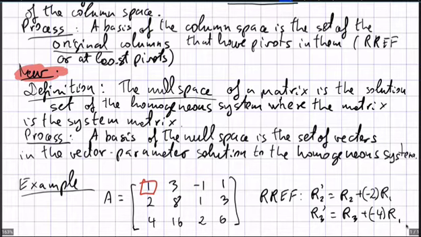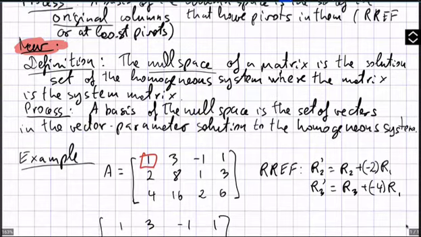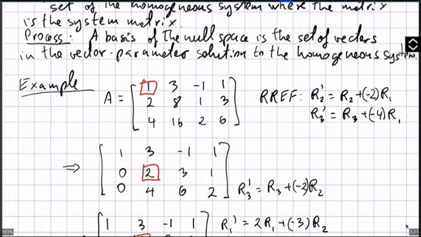Really, there is nothing much new in this section, since again for this null space what we need is the solution to the homogeneous system, and we looked at this before. We also looked at the vector parameter form of the solution. So here is an example. Matrix A has 4 columns and 3 rows.